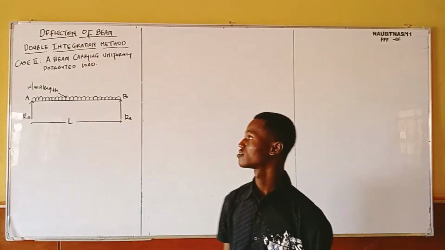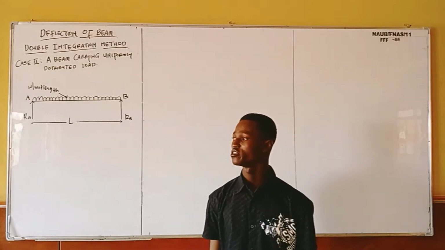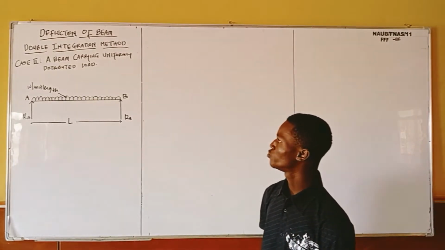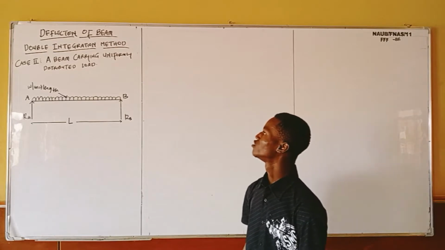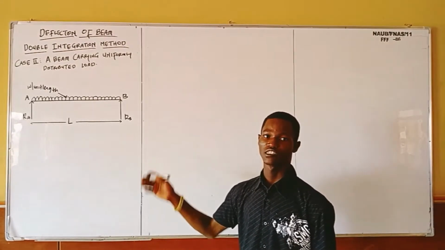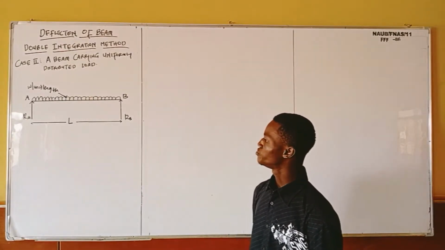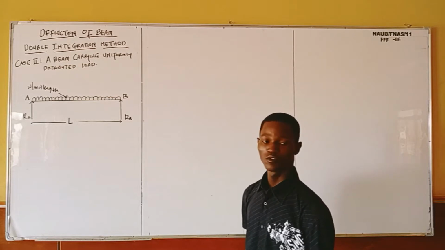In today's class, we are going to look at deflection of beam. We are still using the double integration method, and for case 2 we'll be considering a beam carrying a uniformly distributed load. As you can see on the board, I've already drawn the diagram, and I will explain how the beam behaves when it is uniformly distributed.